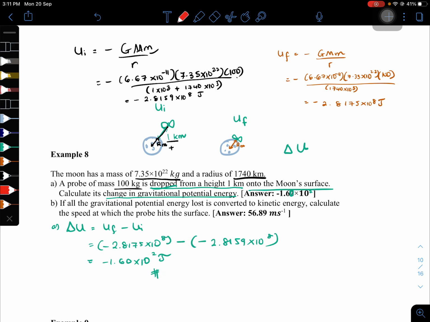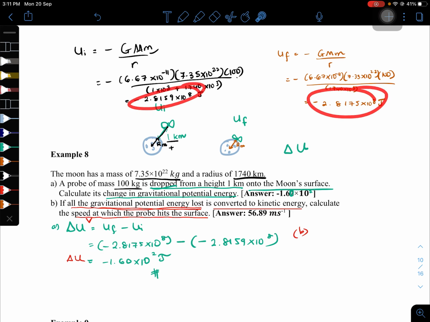So let's try to do B. So for B, it asks if all the gravitational potential energy loss is converted to kinetic energy, calculate the speed at which the probe hits the surface. Okay, so it asks for the speed v, so it wants the value only. Okay, so what happened here is this gravitational potential energy loss is the change in potential energy. Okay, energy should be conserved, right? But in this case there is energy loss there, whereas the values should be the same. Okay, but they are not the same, that's why there is a change.